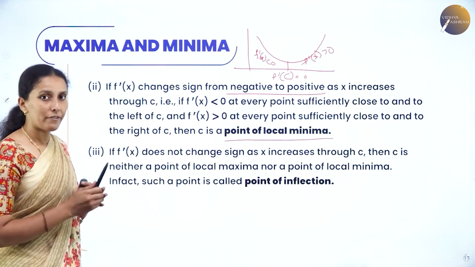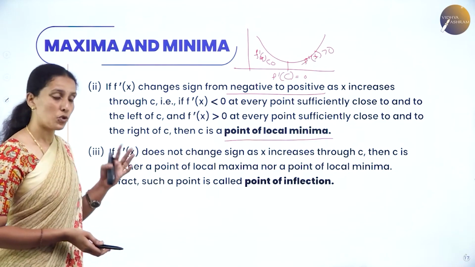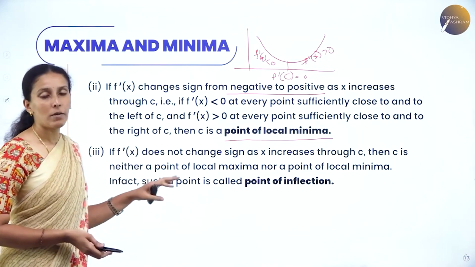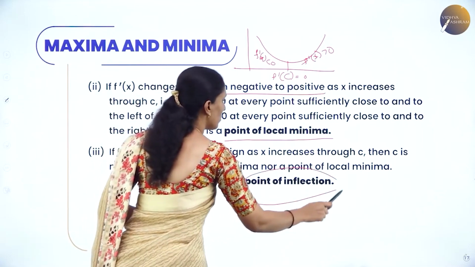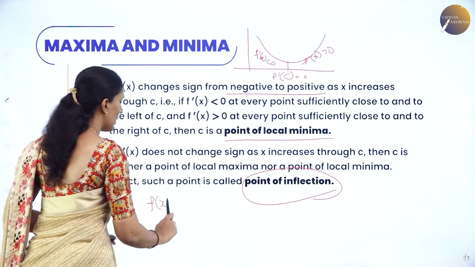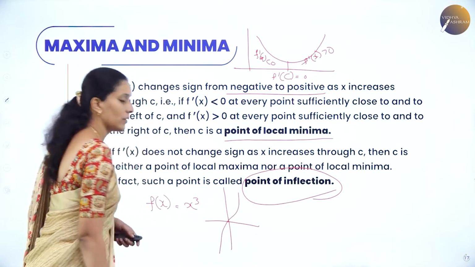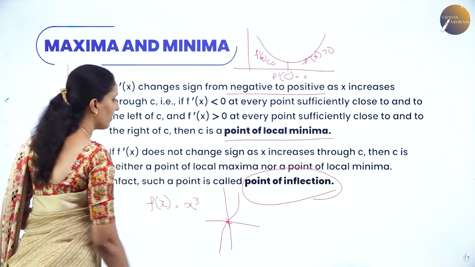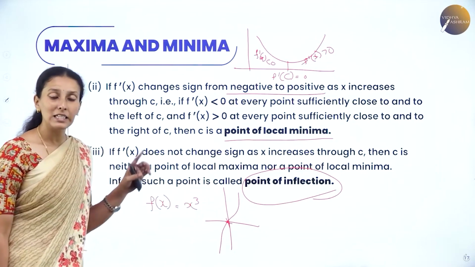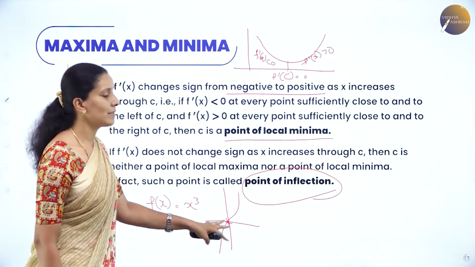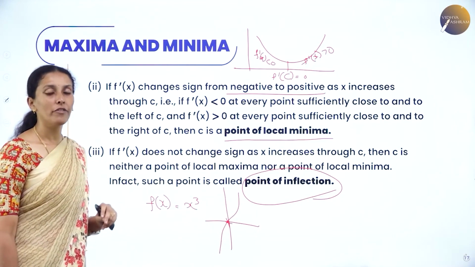And if f dash of x does not change its sign as it increases or decreases through C, and it is neither a local maxima nor a local minima, then it is called a point of inflection. So, we have taken an example of f of x is equal to x cube here. Here the function goes like this. So, this point is called a point of inflection because here the curve never changes its sign. That is, it is neither a point of local maxima nor a point of local minima, and that point is called a point of inflection.